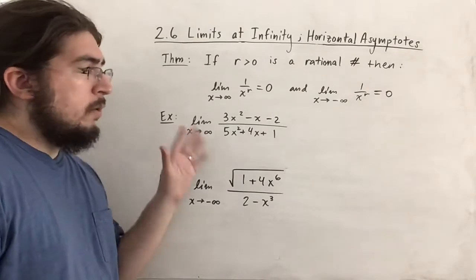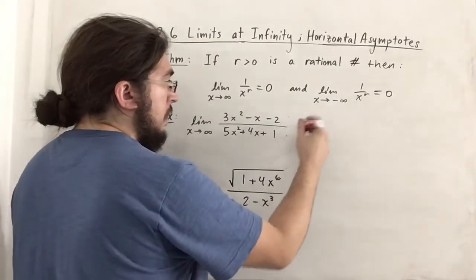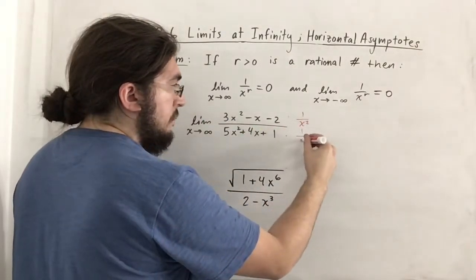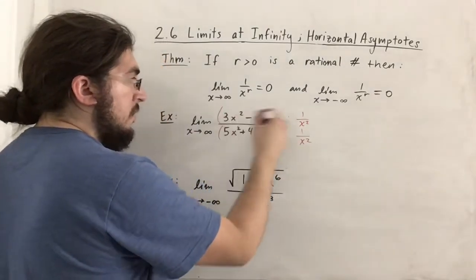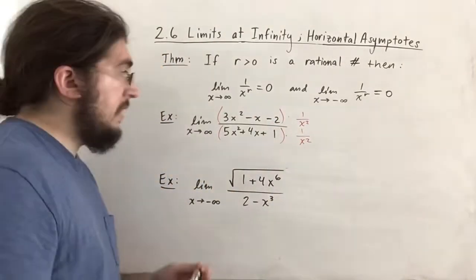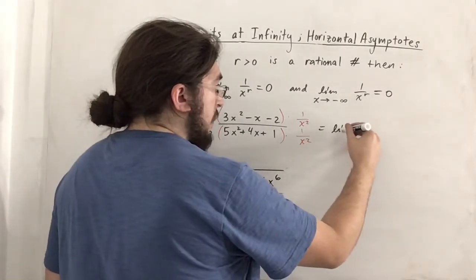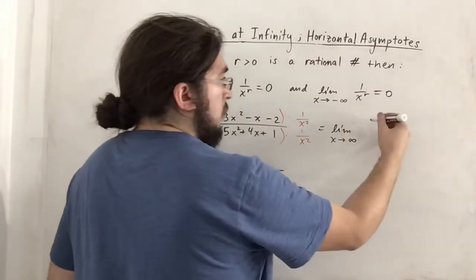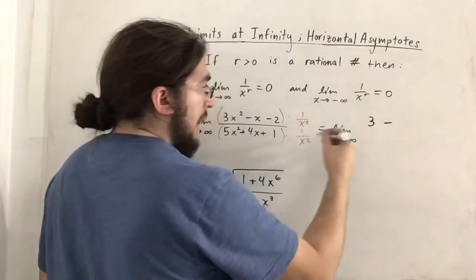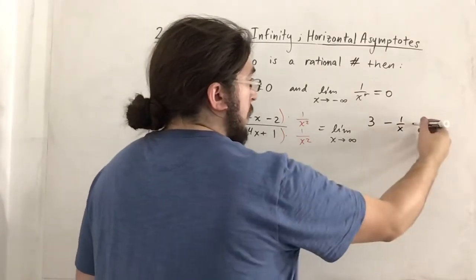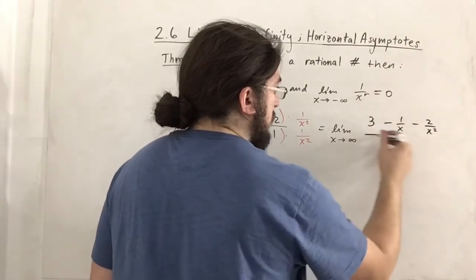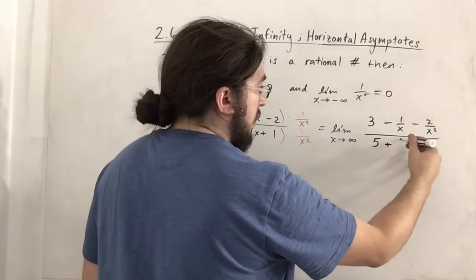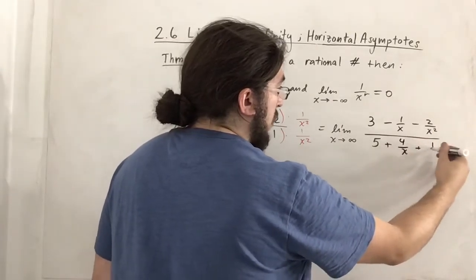So here, what I'm going to do is multiply top and bottom by 1 over x to the largest power in sight, which is x squared. When you distribute 1 over x squared and then cancel, some funny things happen. What we end up getting is the limit as x goes to infinity of 3x squared over x squared, which is just 3, minus x over x squared, which reduces to 1 over x, minus 2 over x squared, over 5x squared over x squared, which is just 5, plus 4x over x squared, which is 4 over x, and then plus 1 over x squared.